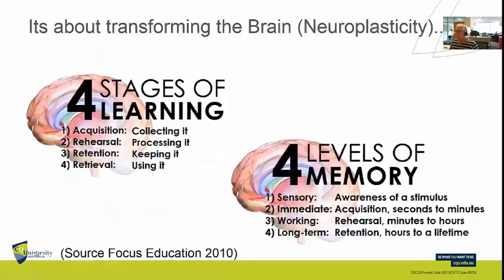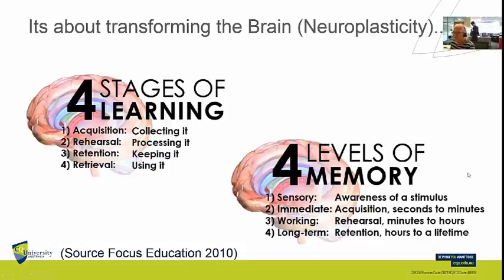In short, we can talk about transforming the brain, what we know as neuroplasticity. There are 4 stages of learning. We acquire learning, we then rehearse it and process it, retain it, we try to keep what we want, but our brain sluices and drops what we don't. We have no choice over that. And then we can retrieve what we've retained by exercising and practicing a long-term memory and testing against reality.